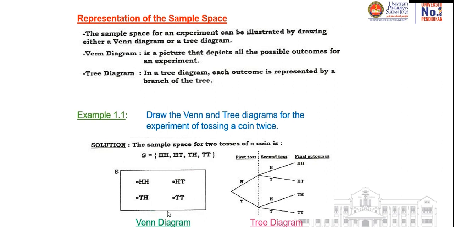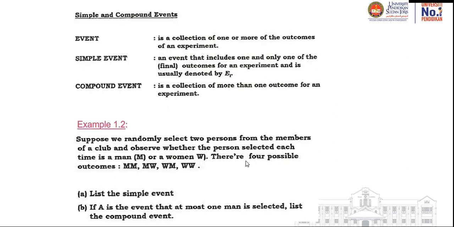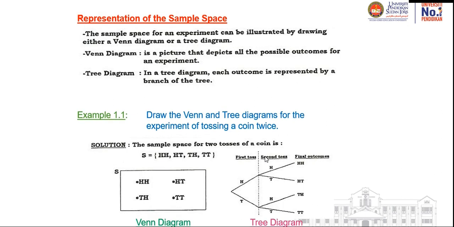Okay, next is the tree diagram. You can see here the first toss or the first flip, the possible outcome is either head or tail. And then we have the second flip or the second toss. Also, the possible outcome is either head or tail.